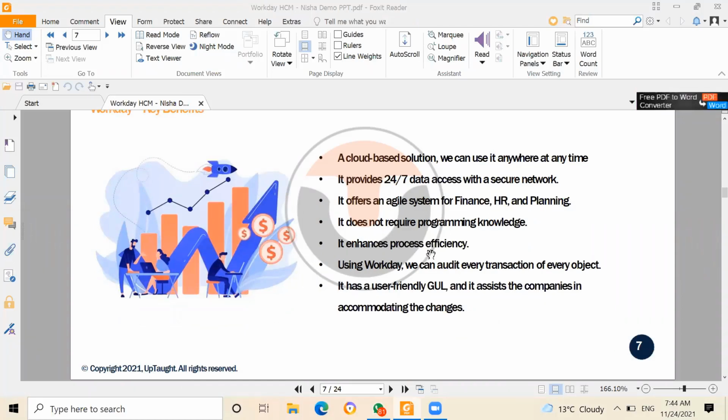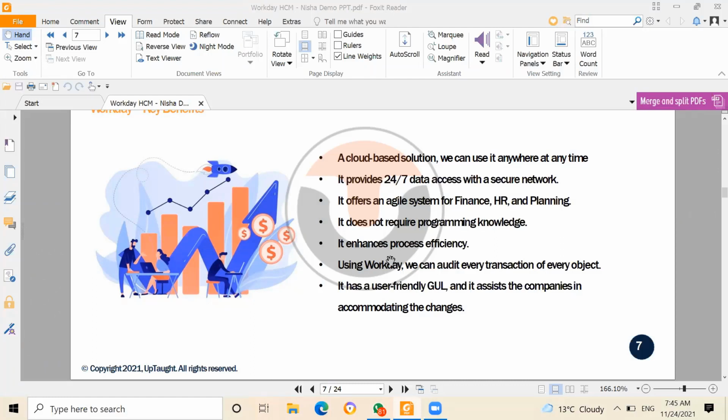Obviously, it will enhance process efficiency. If software is implemented in a company, technically efficiency will be improved in everything, because data will be more accurate and you can get timely data. All details about employees and the company will be maintained, which comes under HR database maintenance, or you can say master database maintenance.